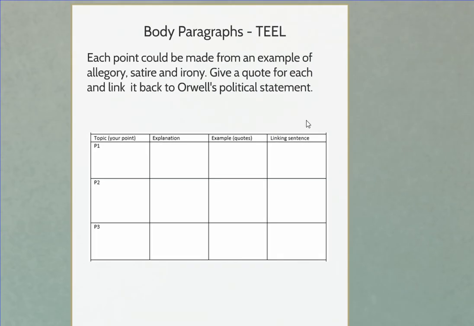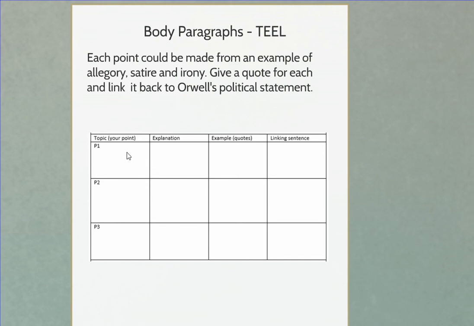Okay, now we're actually coming to writing your plan. So you've written your introduction. Now, this is what I suggest: each point could be made from an example of allegory, satire and irony. So allegory would be 1 paragraph, satire would be another, and irony would be the 3rd, or any order you wish. Give a quote for each and link it back to Orwell's political statement. So your topic might be Orwell is using allegory, give an example, explain what you mean by the allegory, give an example, and then link it back to what you have suggested is Orwell's political statement.